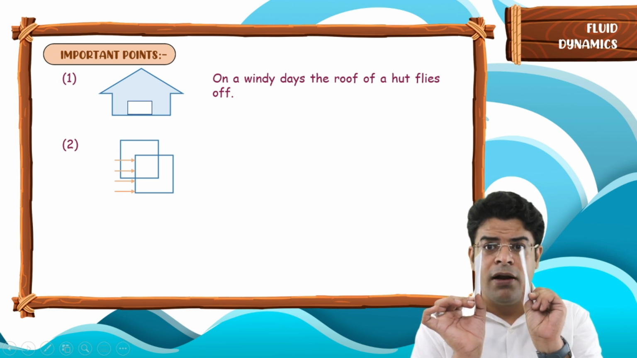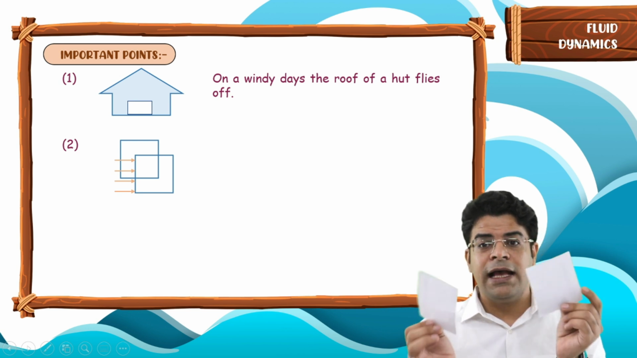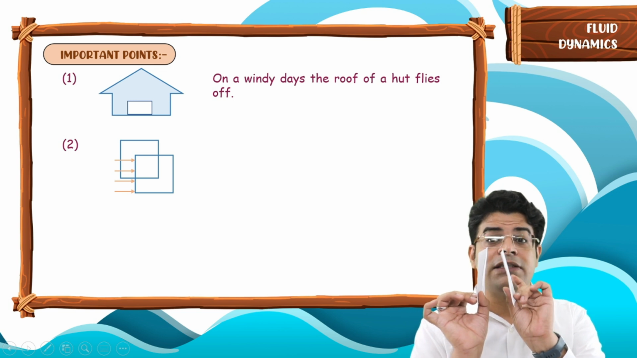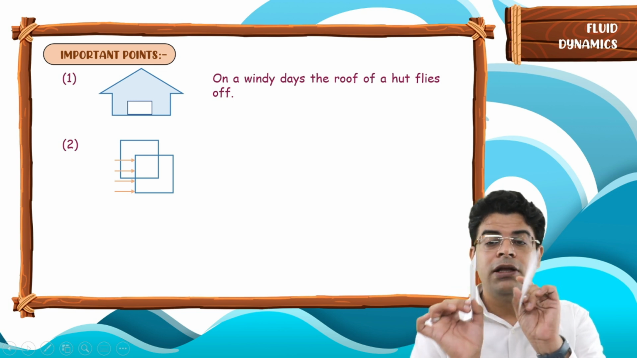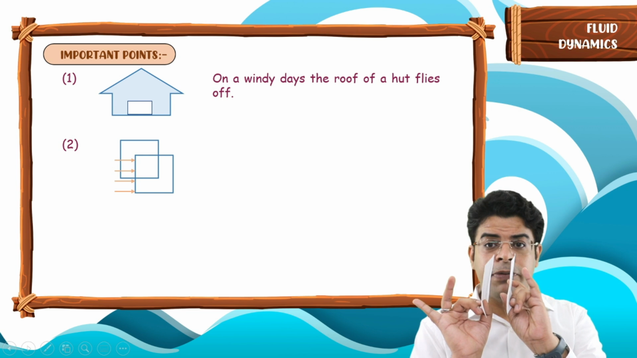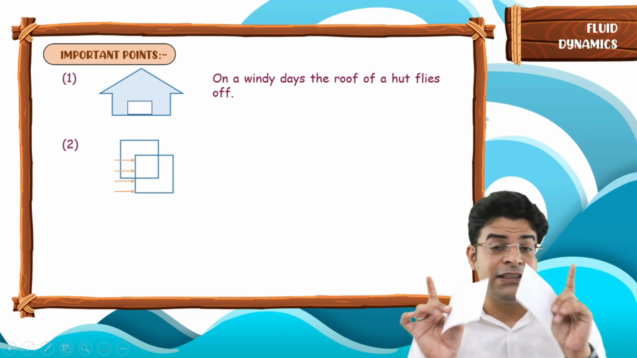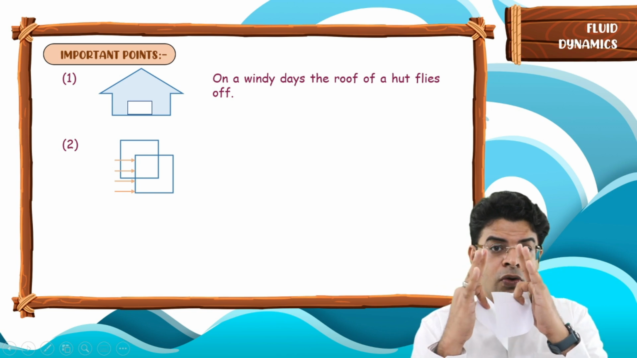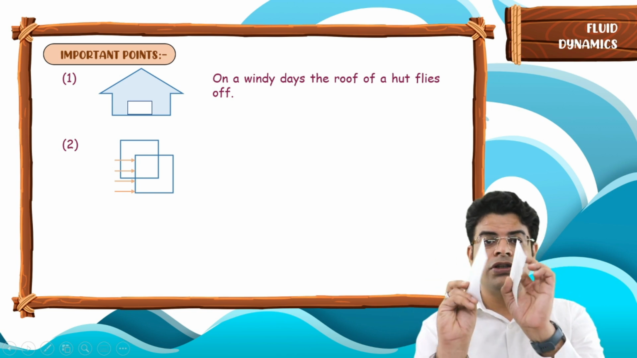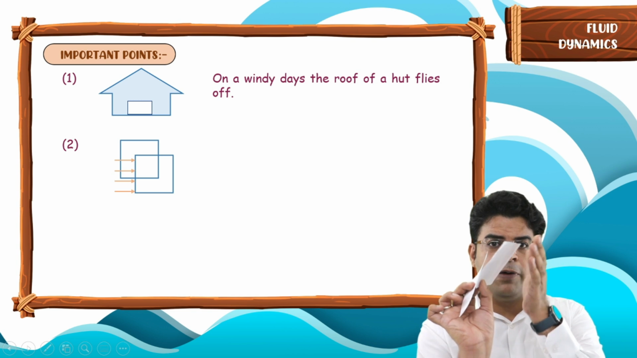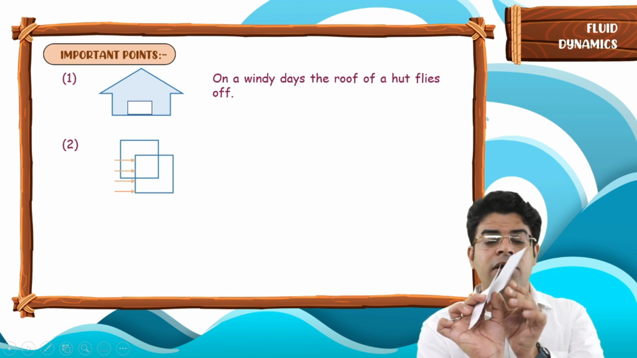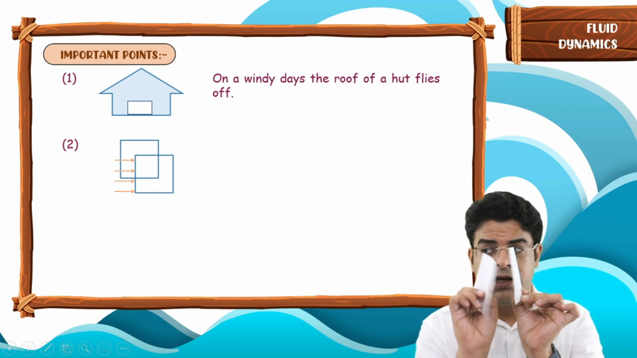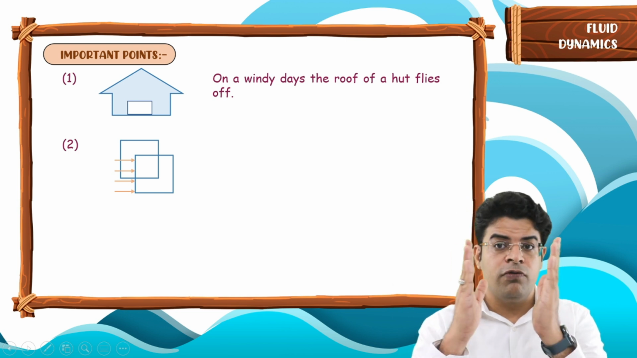When you blow air between them, as the air between them gets greater velocity, the pressure here decreases. But the pressure on the outside is still P_atm. So the papers tend to move closer to each other, because on the two outer sides the pressure is higher, while between the papers the pressure decreases. So the papers tend to move towards each other.